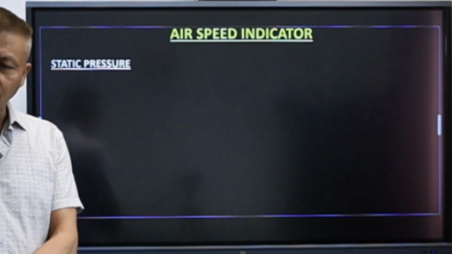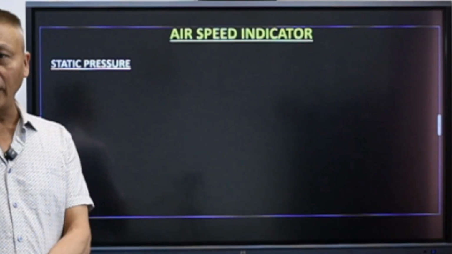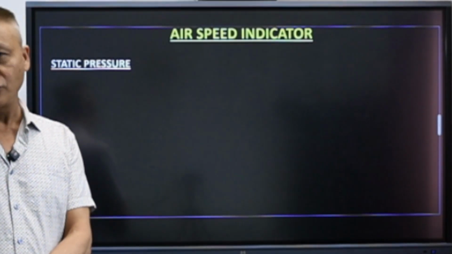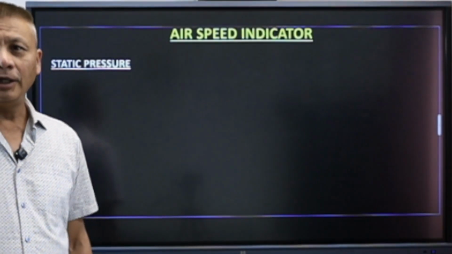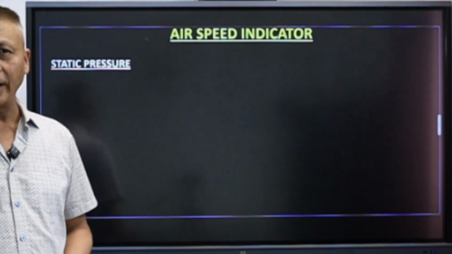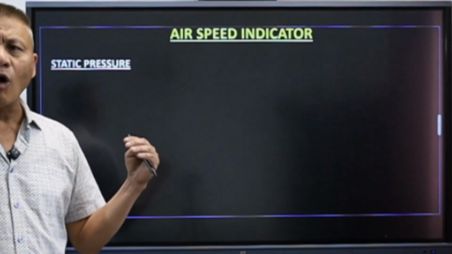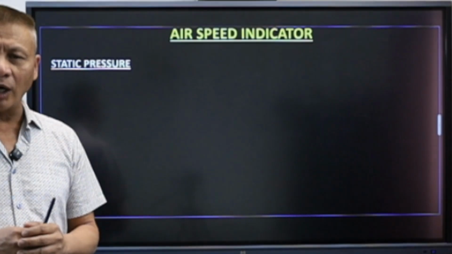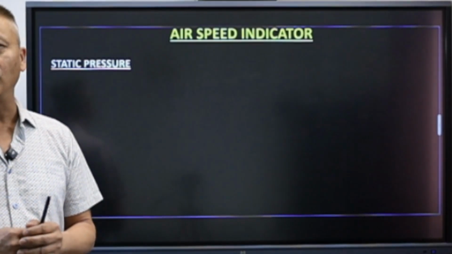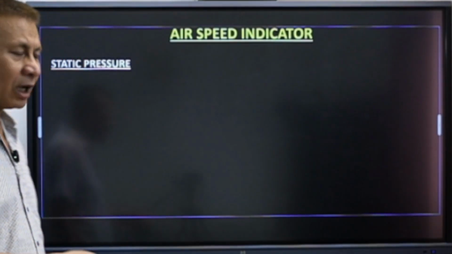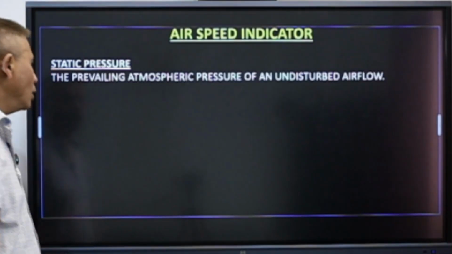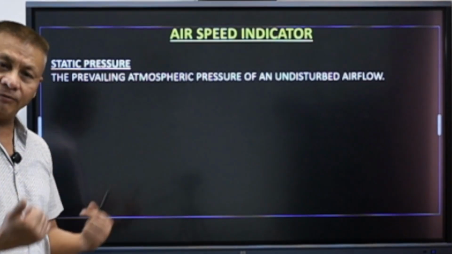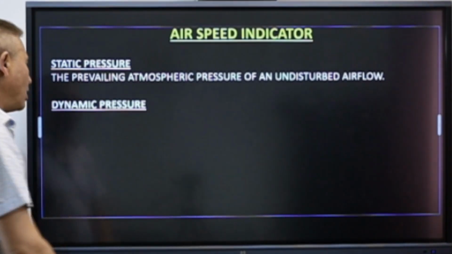At all times when we are in a room or anywhere, we are subjected to a pressure which is known as the static pressure. The static pressure is the pressure exerted by the column of air which is above us. So irrespective of where you are, you will always be subjected to this pressure, because of the column of air which is above you. So the prevailing atmospheric pressure of an undisturbed airflow is what we call the static pressure.